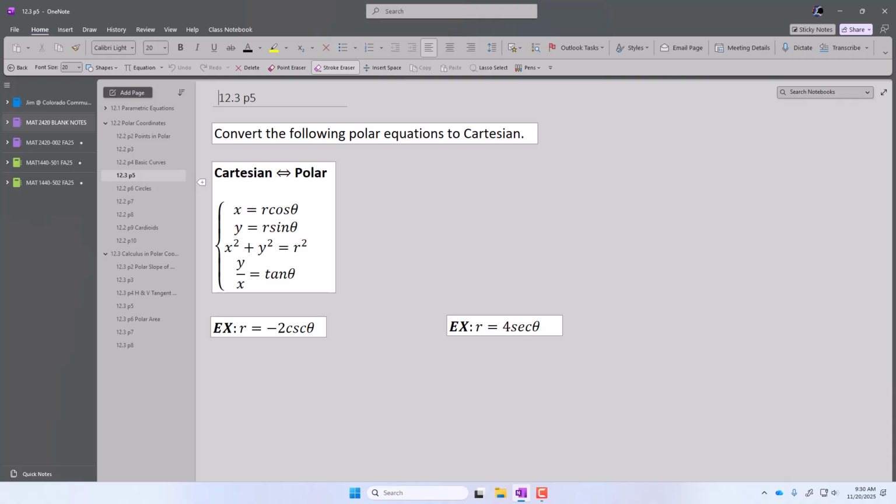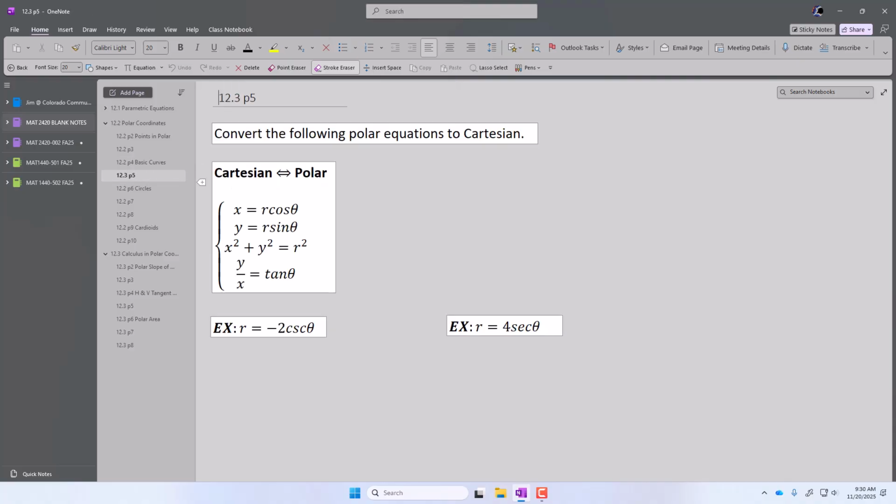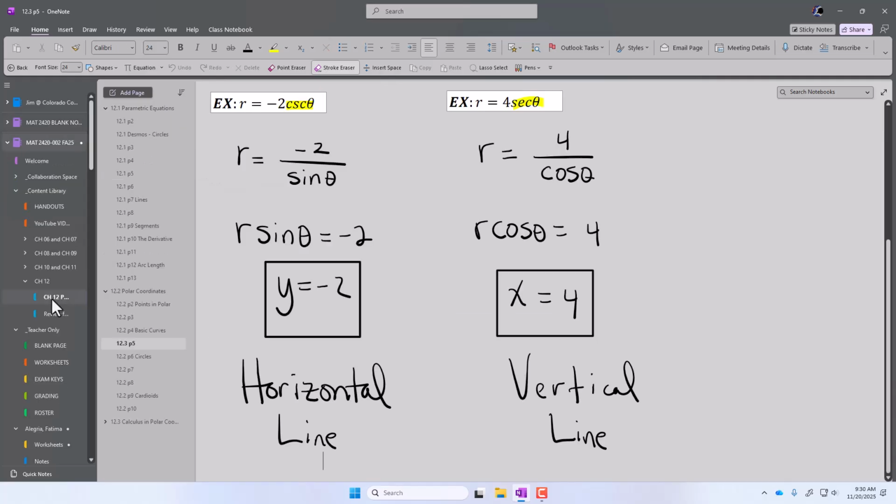Okay, so last time we were talking about these polar, oh, I'm in the wrong notebook again. Get to the right notebook, James. All right, so here is the right notebook.